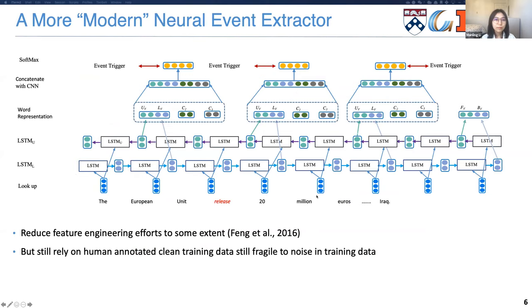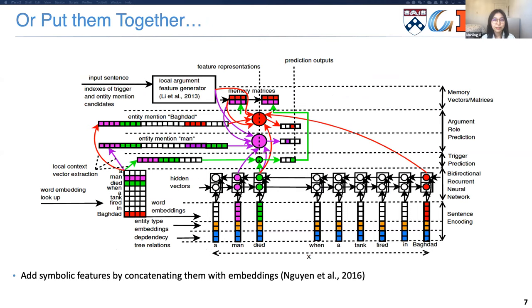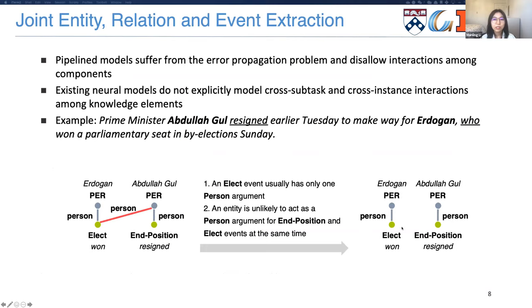To reduce human effort, modern methods throw away symbolic features and use embeddings instead. For example, this work uses LSTM and CNN to encode the context. And in this work, the symbolic features are added as additional features by concatenating with word embeddings. For example, the entity embedding, entity type, and the dependency tree relations are all symbolic features used. However, this framework only takes existing entities as input, so it cannot handle the errors propagated from entity and relation extraction. And also it ignores the interdependencies between these entities and the events.